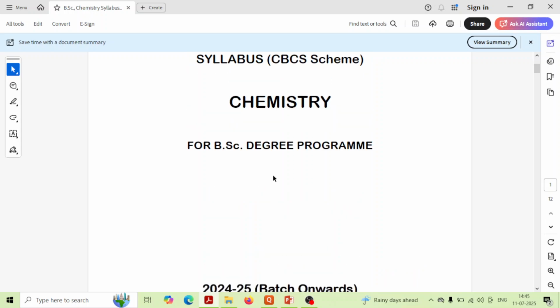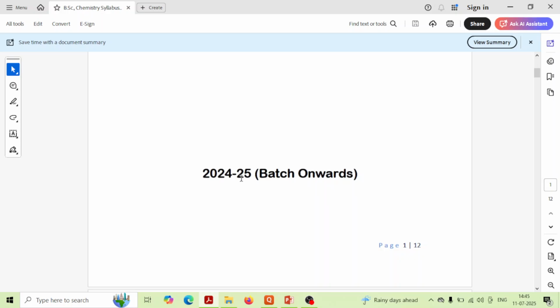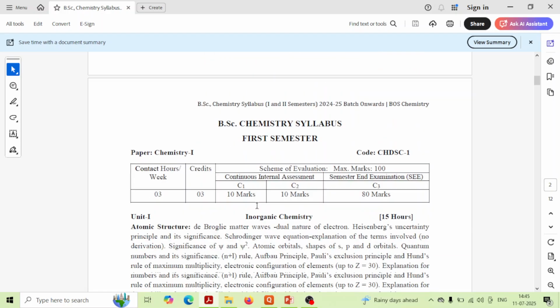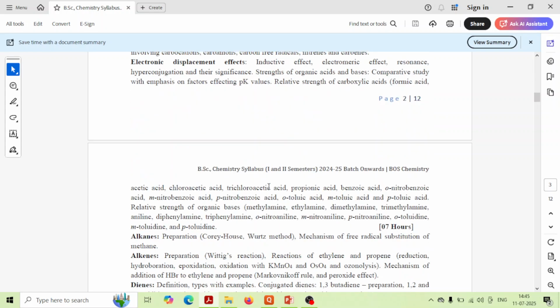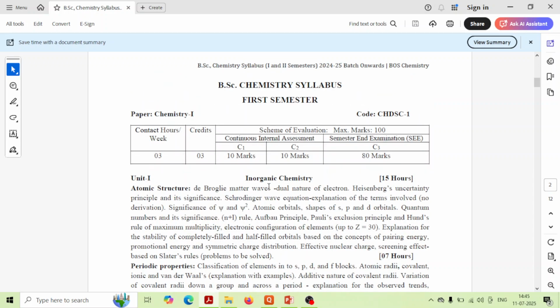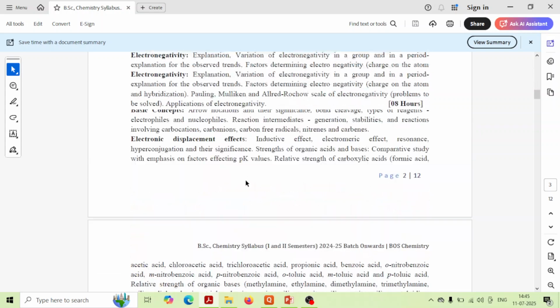So this is the syllabus of chemistry for the BSc degree program. This is the same for University of Mysore and Chamarajanagar, started from 24-25. The theory sessions in this syllabus are divided into three parts: inorganic chemistry, organic chemistry, and physical chemistry. Each one is of 15 hours: inorganic 15, organic 15, physical 15.